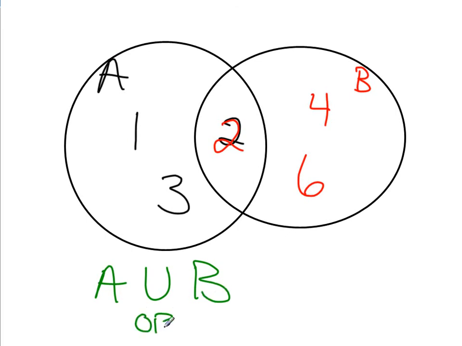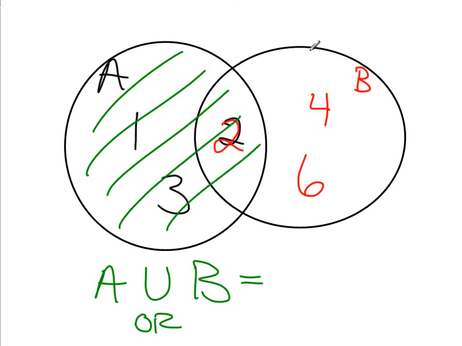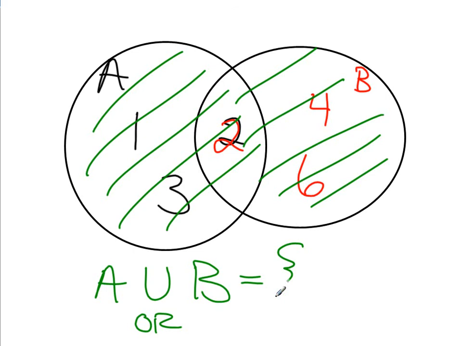So you've got to start getting used to that word or. I have a bad habit of trying to say and, and it's really improper because and means something else. So it's A or B, or they both have it simultaneously. And now we're looking at this. The union shades in everybody, right? Everybody's included in the union. Everyone's happy. So we have the set of all these elements. And notice 2 overlapped here, so we don't have to write it twice. It's unnecessary and repetitive. So there's the union.